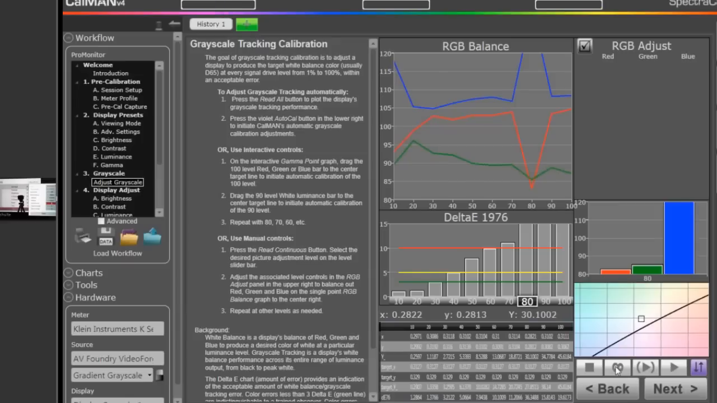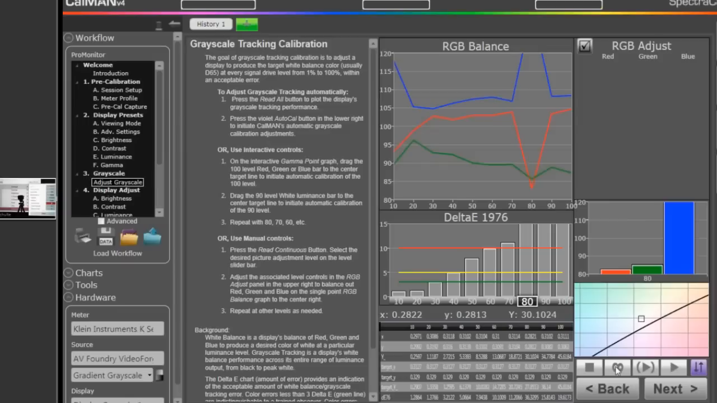Also, in adjusting the white balance adjustments, we'll typically try to leave the green adjustments as they were at default setting, adjusting only red and blue if possible. Unless we run out of range with those, forcing us to make a green adjustment, we would rather not change the green level because that will also affect the gamma performance of the display.